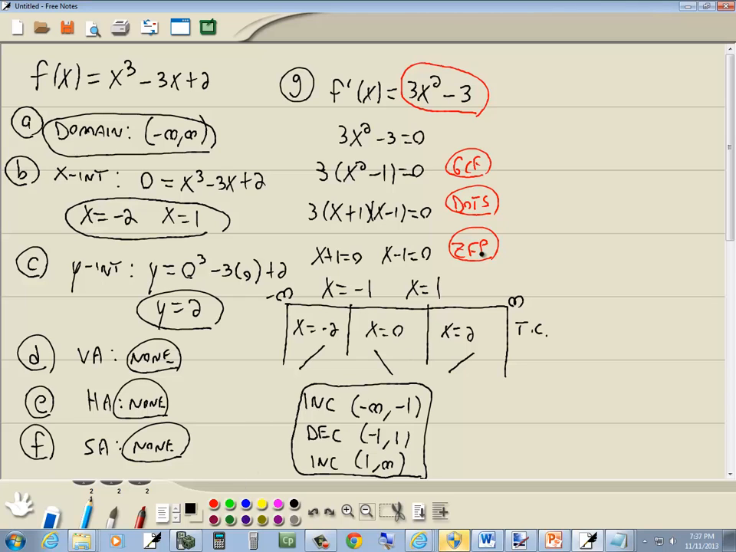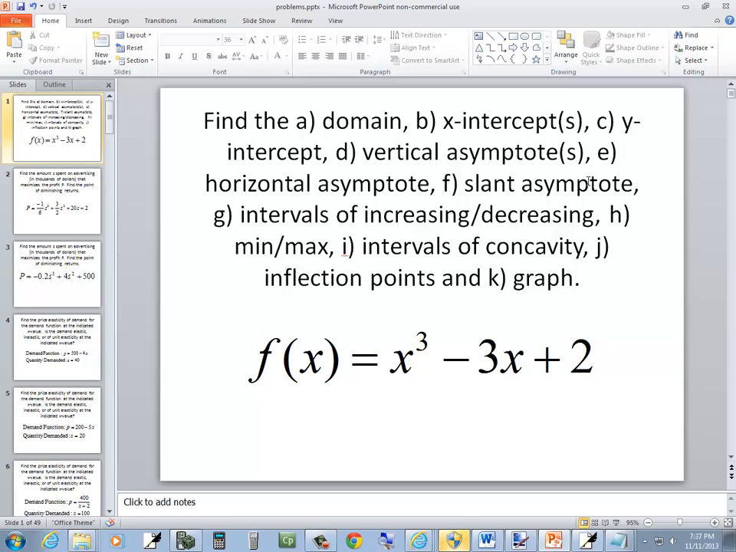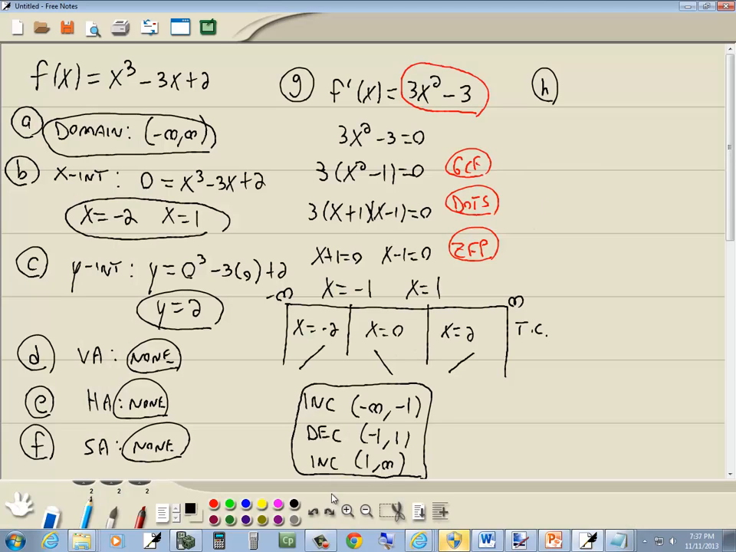Well, H should be extrema. Yeah, min, max. Our minimum and maximum occur when the increasing, decreasing change. Here it's increasing, changes to decreasing, so there's going to be a max. This one changes from decreasing to increasing, so there's going to be a min.